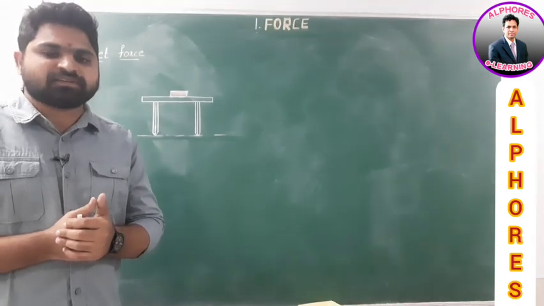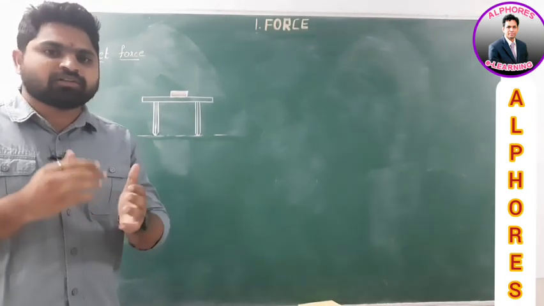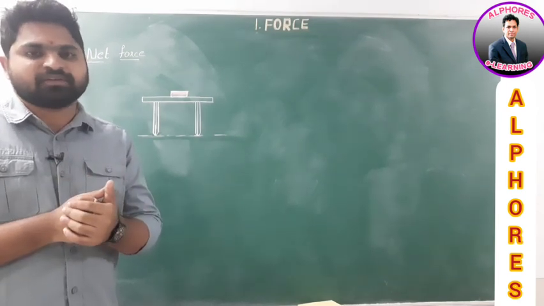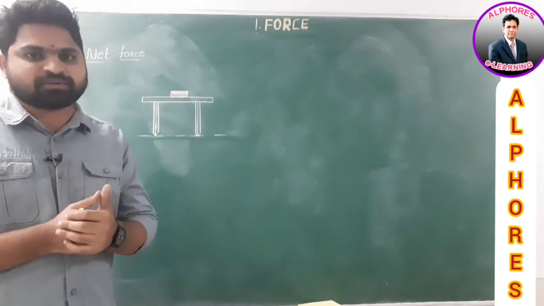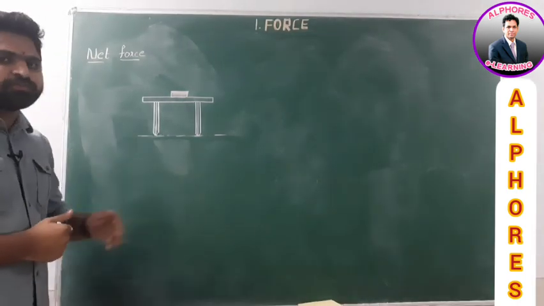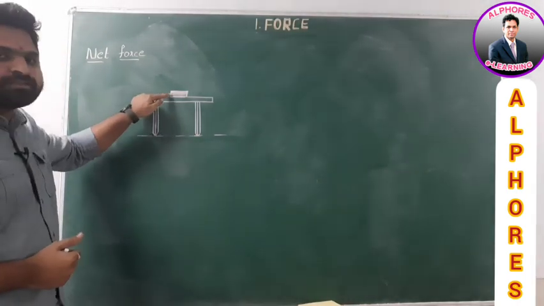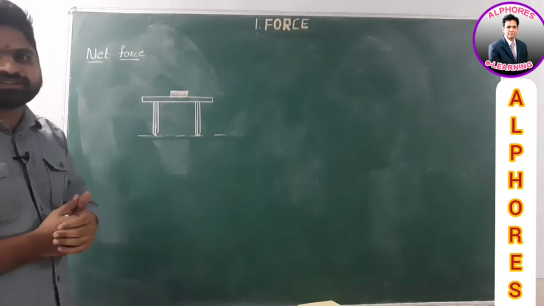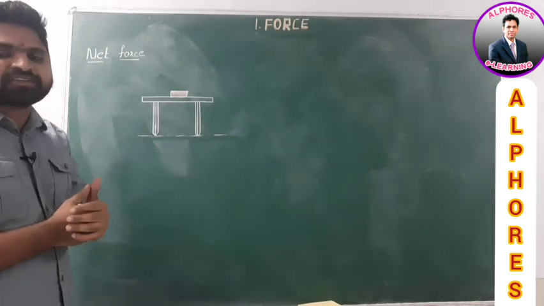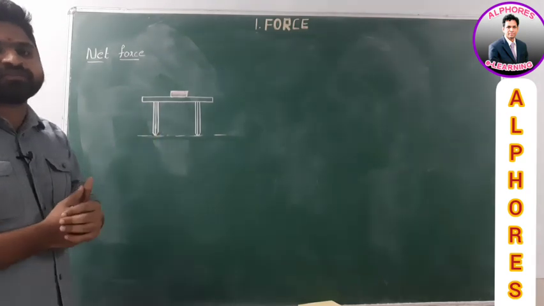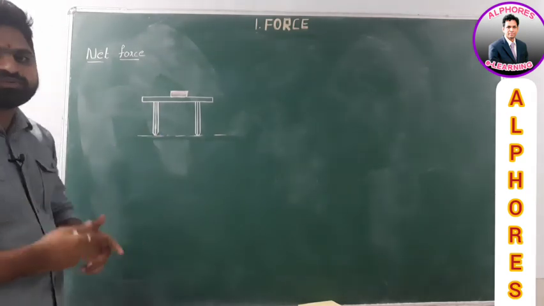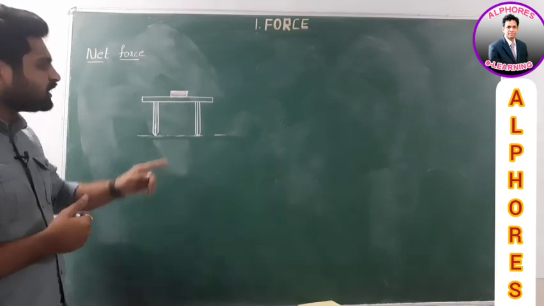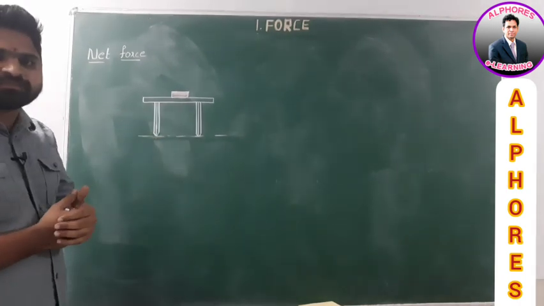The thing is, in reality, all the forces act on a body simultaneously. Let me explain with the help of an example. Here you can see a table. An object is placed on the table. Now, what is the state of this object? Is it a state of rest or a state of motion? By looking at this object, we can say it is at rest. Now, tell me what forces are acting on this object?